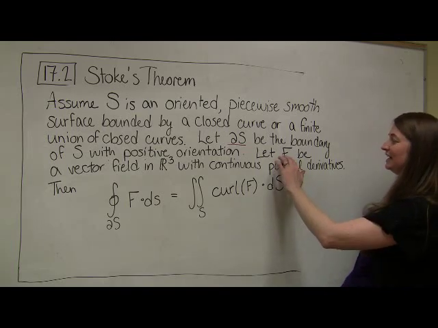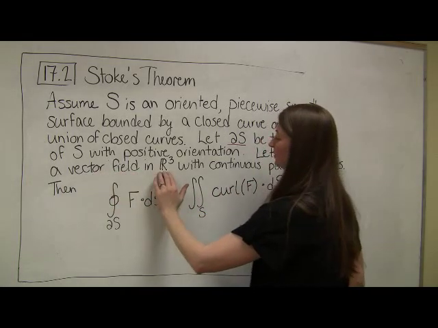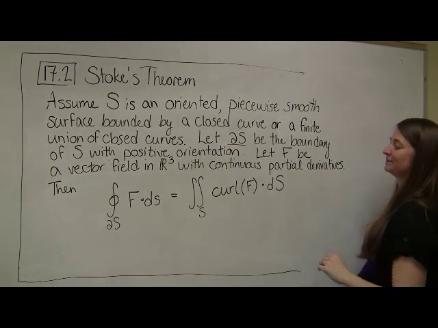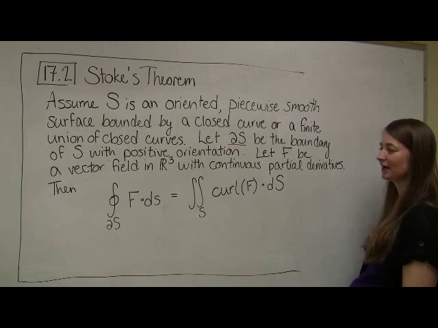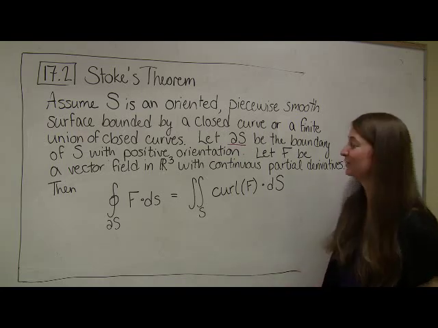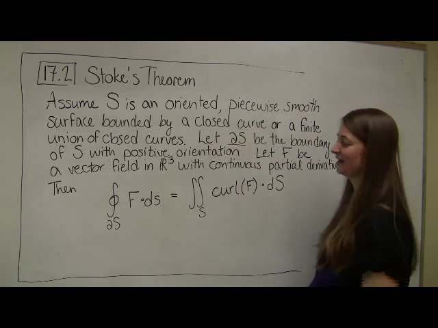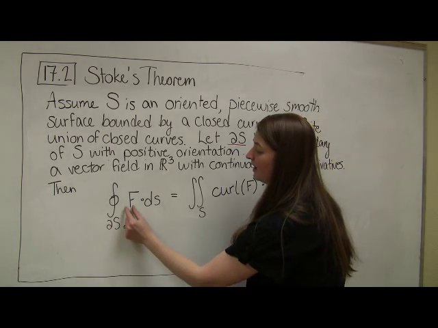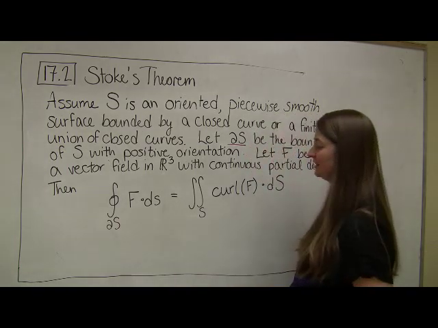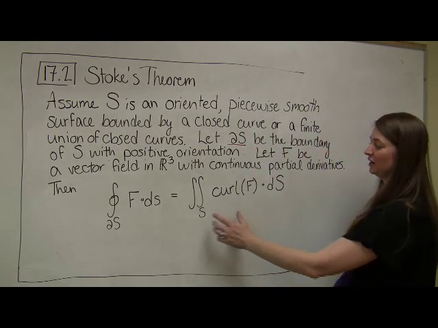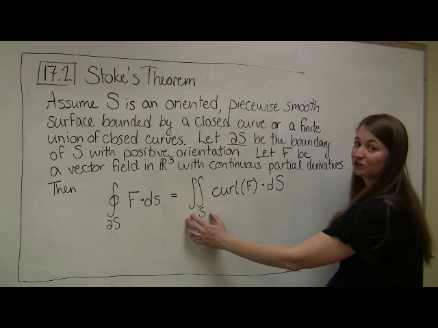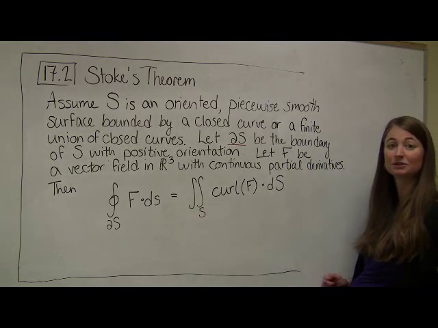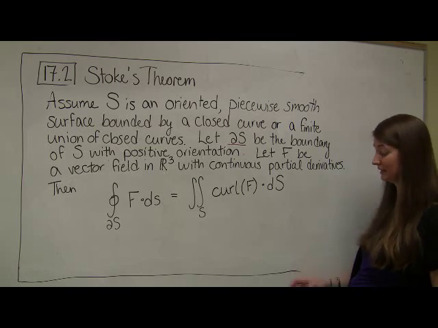Finally, we're going to let F be a vector field in R3, and that vector field is going to have continuous partial derivatives, so that we can take partials and our curl works out okay. Conclusion. With all those caveats, we get to the fact that our line integral of F over the boundary is exactly equal to our surface integral, our vector surface integral, over the curl of F. That's our big conclusion, which is a really cool big conclusion.